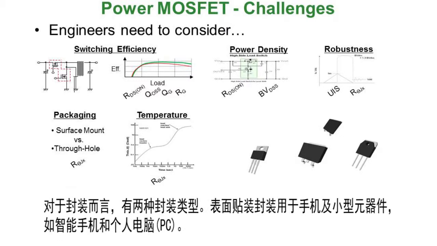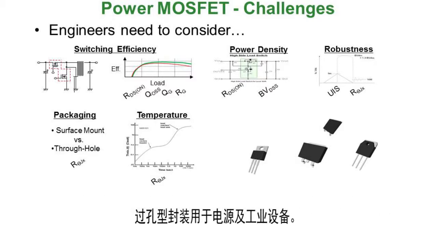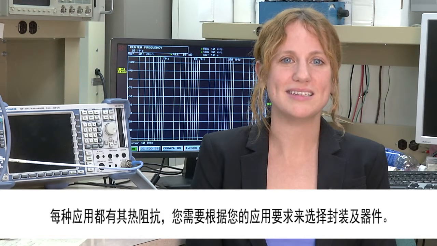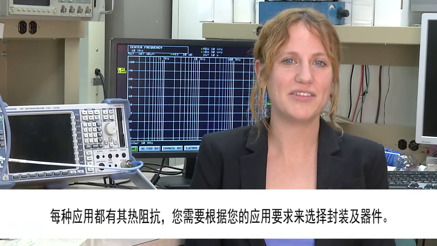As for the package, there are 2 package types: A surface mounting package is used for mobile phones and small components such as smartphones and PCs. A through-hole package is used for a power supply and for industrial equipment. Each application has its own thermal resistance, and you need to select package and device according to your application requirements.